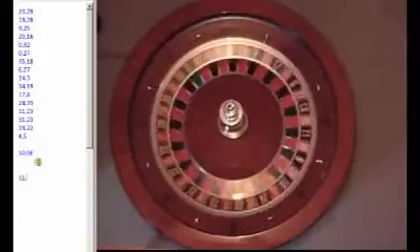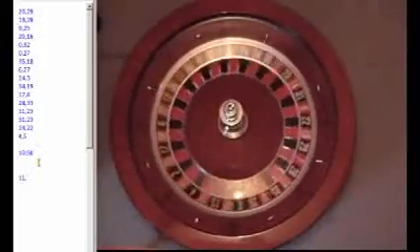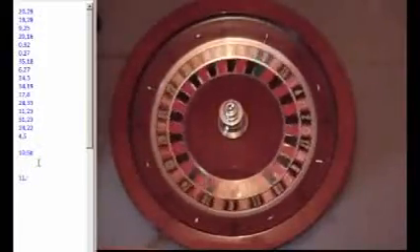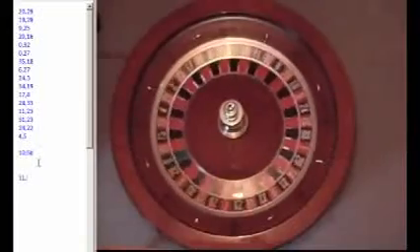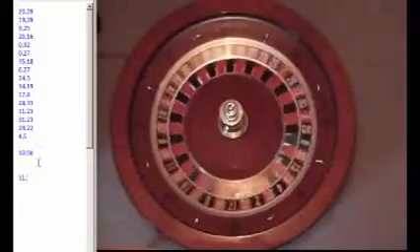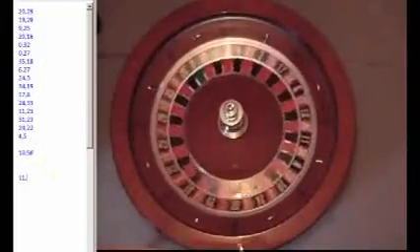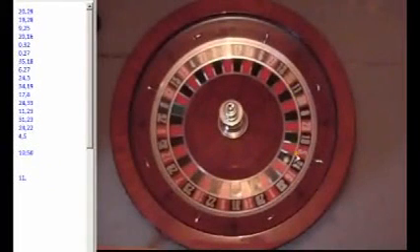So 11. Okay, here's 11 here and 24. That'll be just counted as a win because it's within the 18 pocket arc.